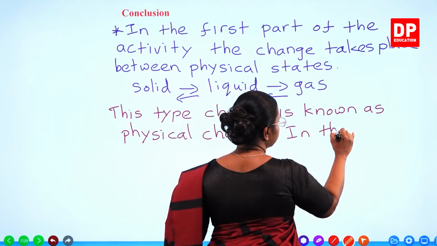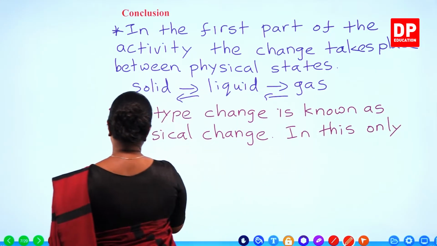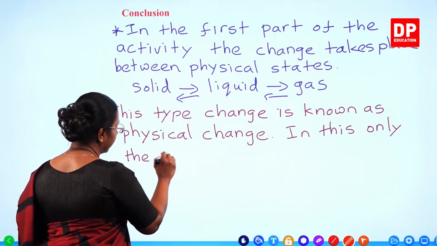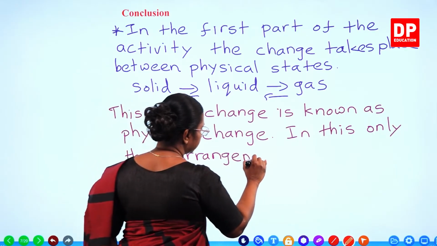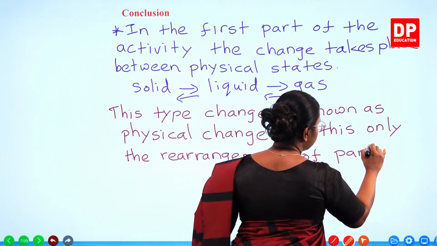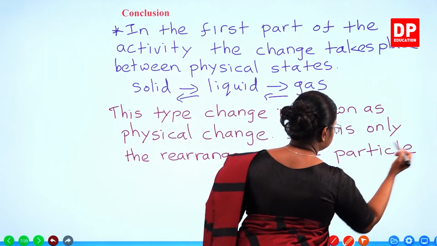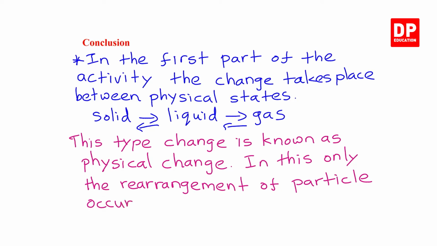In this, only the rearrangement of particles occurs. So, that is the first type of change.